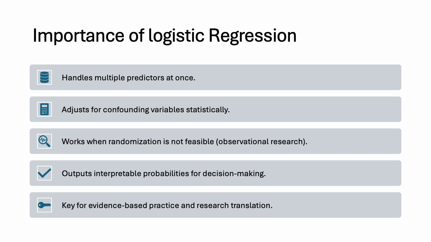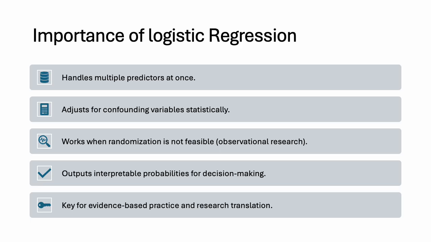A confounder is something that affects both the predictor and the outcome, like age influencing both smoking habits and the likelihood of lung disease. So it allows us to control those kinds of variables so we can isolate the true effect of what we're studying. Third, it works when randomization is not feasible, which makes it ideal for observational studies and real-world research where we can't always assign people to groups.